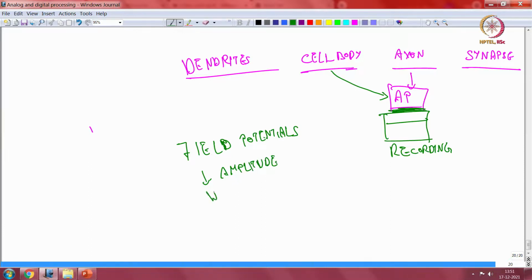And widely distributed because the dendritic tree is so big when compared to the axonal part of the story.